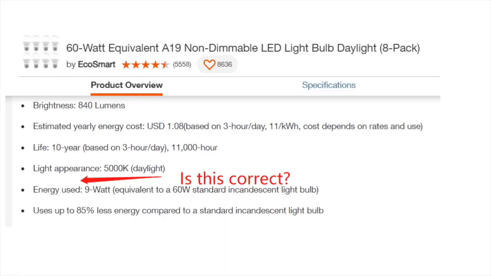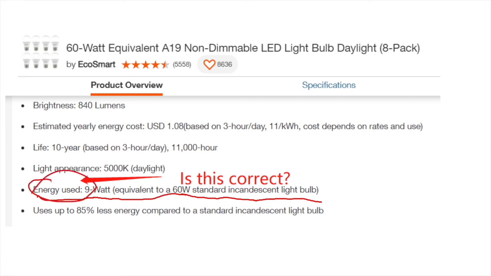And there's an advertisement from the website of Home Depot, and this is for the LED light bulb. We know LED is more energy efficient than the old light bulbs, right? So here it says that the energy used is 9 watt, equivalent to 60 watt incandescent light bulb. Is this correct? Yeah, of course it's not correct.